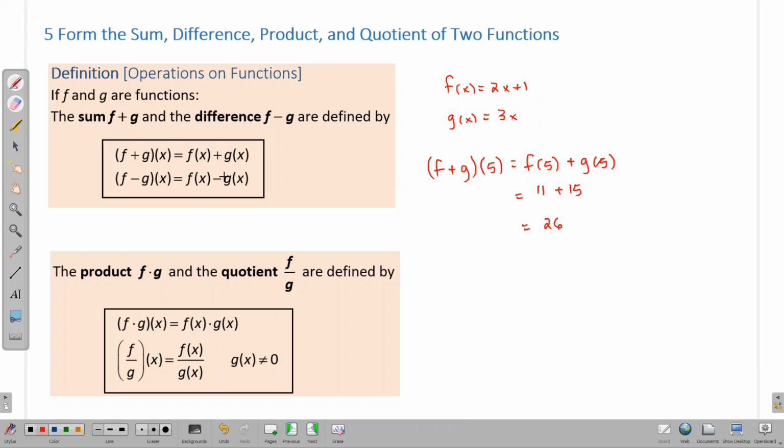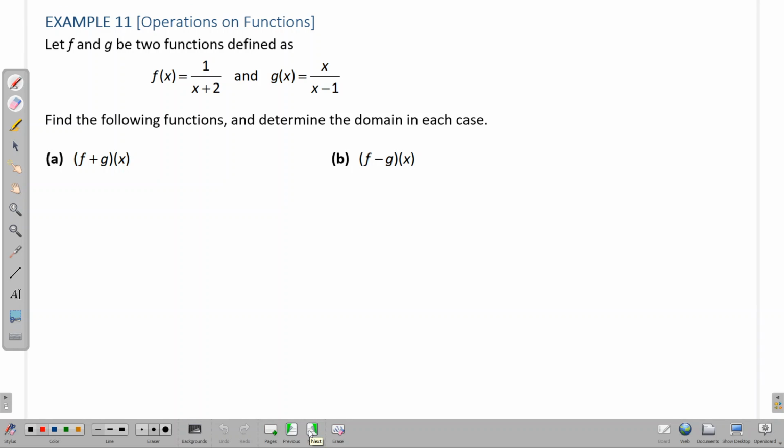Same thing with subtraction, same thing with multiplication, and same thing with division. The thing we have to be careful with in division is to make sure that you throw out anything that makes the denominator equal to 0. Okay, so we're supposed to apply these operations to get a new function, and then also find the domain in each case.